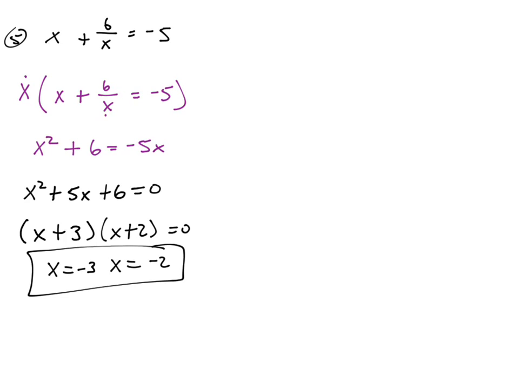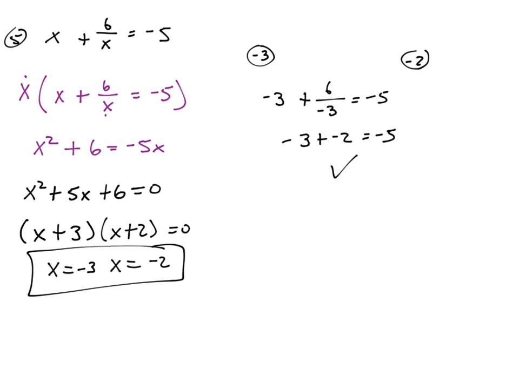So now I just want to check for my extraneous solutions. Extraneous means plugging it back in. So let's just start with the negative 3. So we've got negative 3 plus 6 over negative 3 equals negative 5. Well, this is negative 3 plus negative 2 equals negative 5. That's good. Let's try the negative 2. So negative 2 plus 6 over negative 2 equals negative 5. This is negative 2 plus negative 3 equals negative 5, so that's good. Both of those are good solutions.